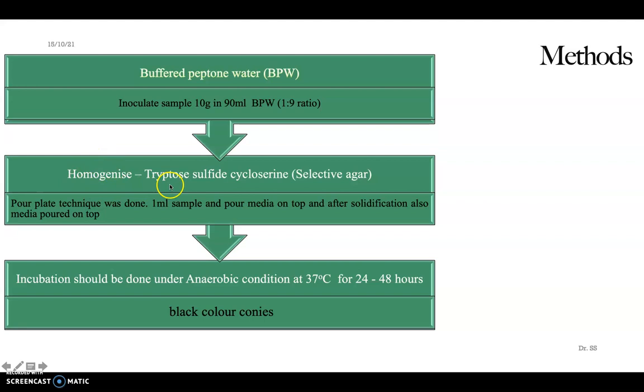Then we have to use the pour plate technique. For that we use tryptose sulfite cycloserine agar, which is the selective agar for Clostridium perfringens. In the pour plate technique, first we add 1 ml of sample and pour the media on top. After solidification we pour media on top again, and then we incubate that plate in anaerobic conditions at 37 degrees Celsius for 24 to 48 hours. If it contains black colonies, it is denoted as a positive culture.